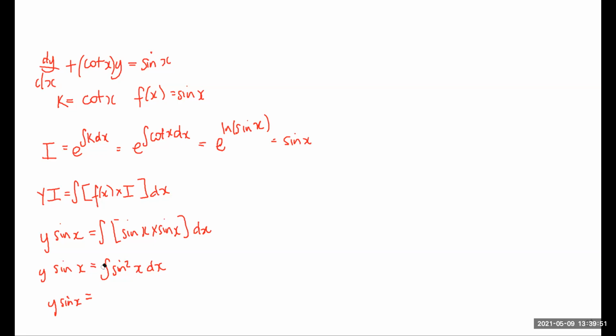What is the identity for cosine 2x? 2 sin x cos x. That's not the identity for cos 2x. That's the identity for sine 2x.